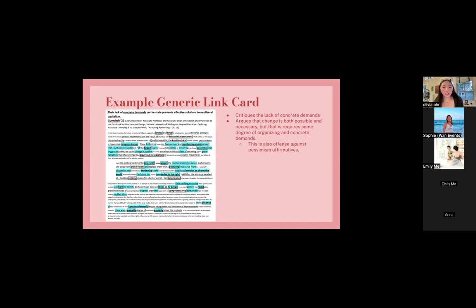It argues that material change is both possible and necessary, but it requires a degree of organizing and concrete material-based movements. So this card I would read against pessimism of affirmatives, or affirmatives that just defend an epistemic shift rather than a material mindset, or the thing I discussed above, the mismatch between a material impact and a really epistemic-based method.